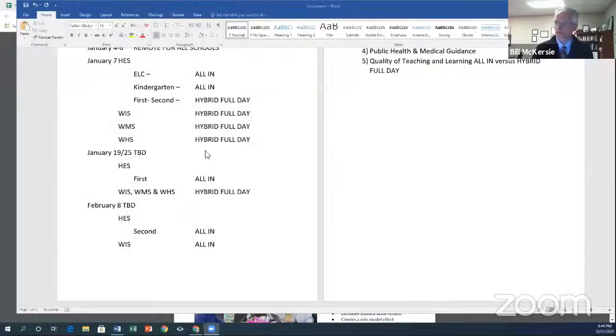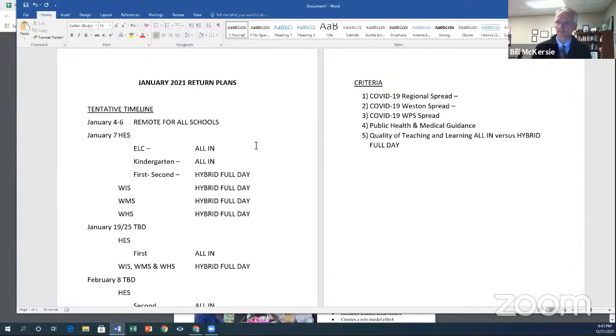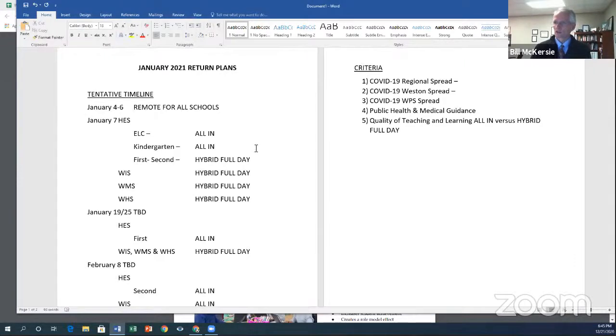Can you see this document here? It says tentative timeline, 2-pager. So, tentative timeline, and I have to review with families a note going out tomorrow. January 4th through 6th, those are remote for schools.